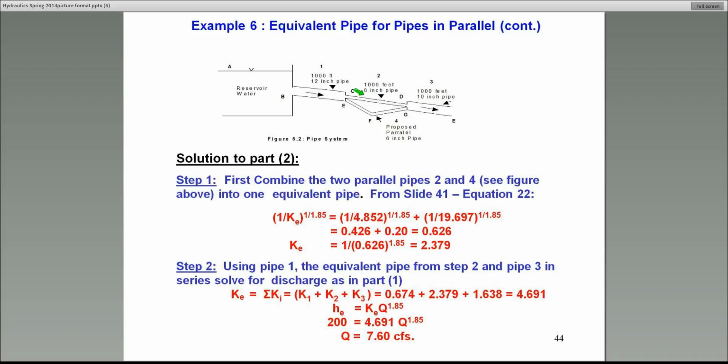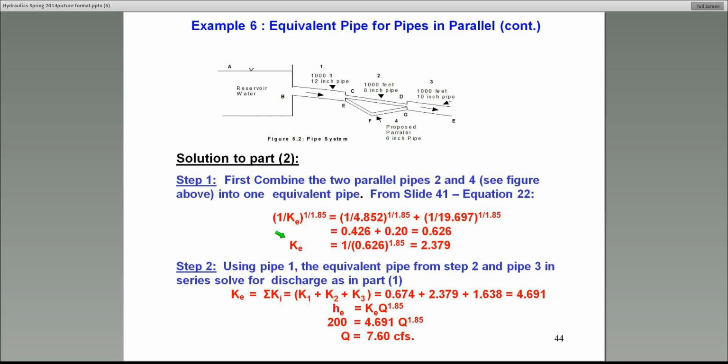So in that case, what you want to do first is take these two parallel pipes and convert them into a single pipe. And that KE is obtained by taking the reciprocal sum of the two pipes, 2 and 4. Their K values are given right here. K2 is 4.852 and K4 is 19.697. You take the reciprocal sum, and you get a KE of 2.379.